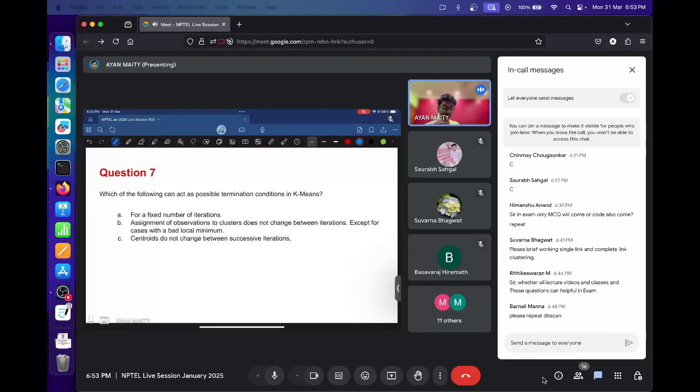In question 7, which of the following can act as possible termination conditions in k-means clustering? Option A, a fixed number of iterations. Option B, assignment of observations to clusters does not change between iterations, except for the case of bad local minima, which you don't have to consider. Option C says that centroids do not change between successive iterations. Multiple options may be correct.